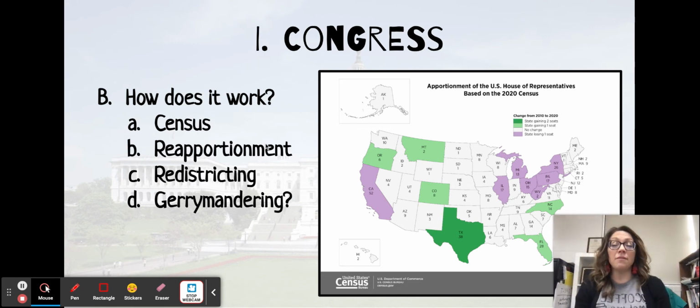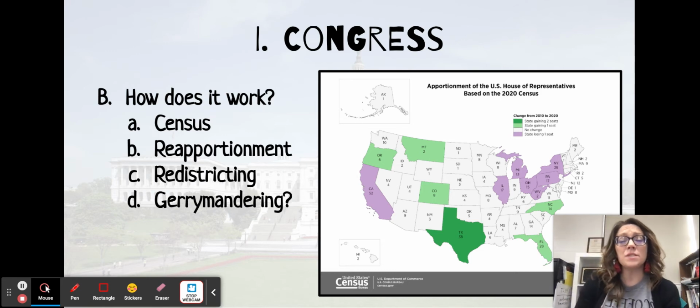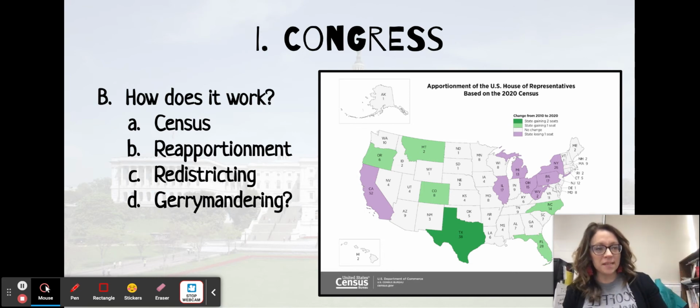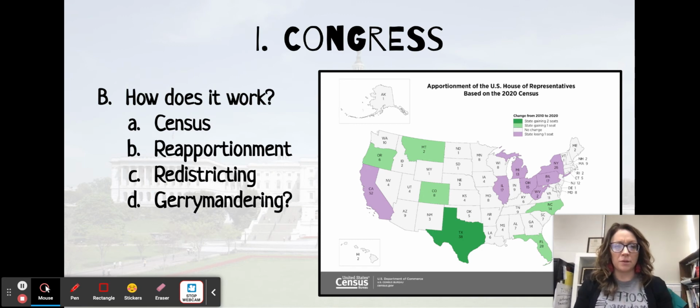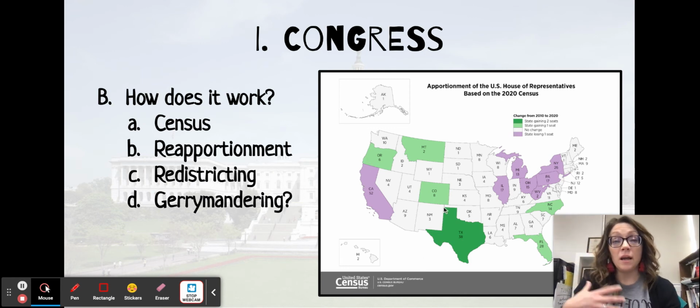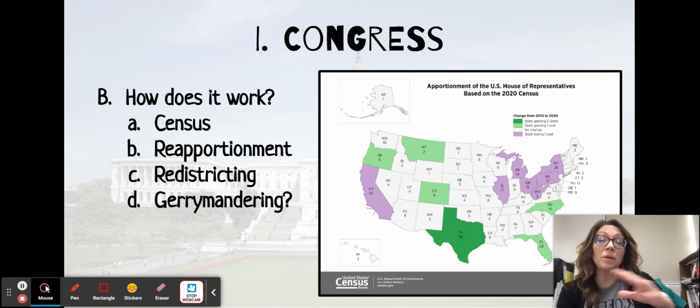So next, after reapportionment, we go through the redistricting phase. So states that gain or lose a representative have to redraw their district lines because you can't have more districts than you have representatives or less districts than you have representatives. So they're going to have to redraw those district lines, especially states that are purple or green.